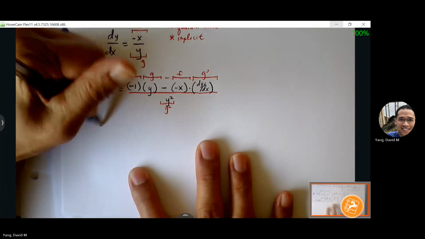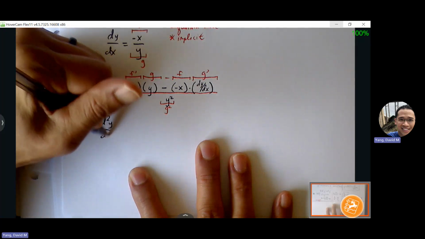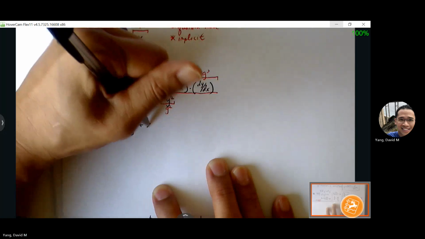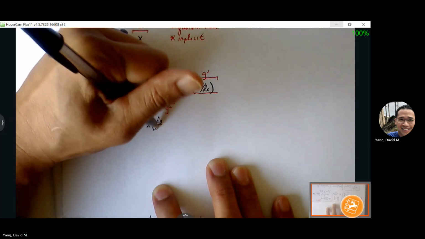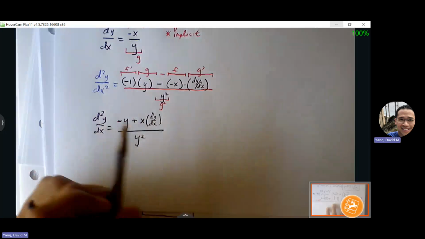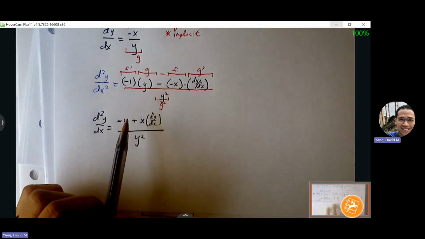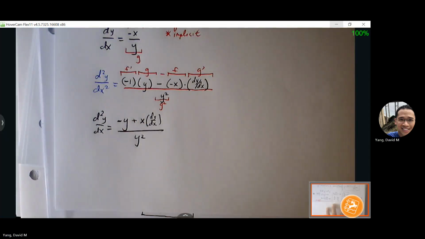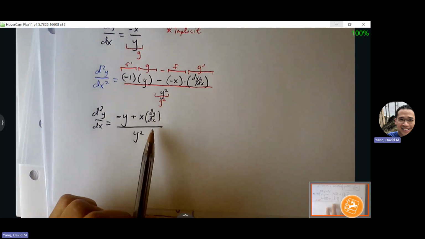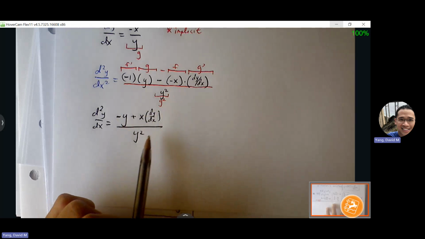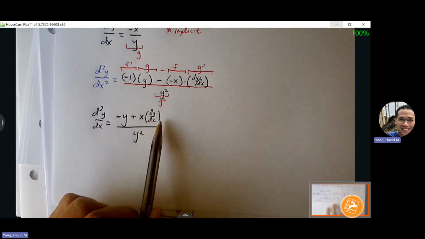Okay, so let me show you what the cleanup looks like, because we're done with the calculus. It's just a matter of how we clean this up. Now, we may be asked to clean this up to represent our answer. We want to represent our second derivative purely in terms of just x and y. So what can I replace dy/dx with? Negative x over y.